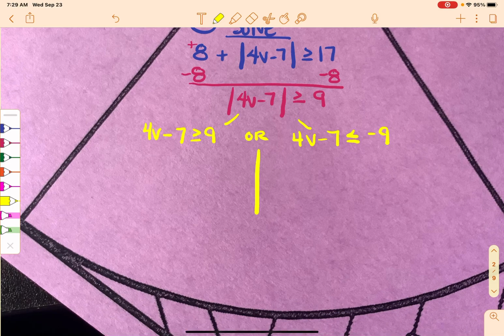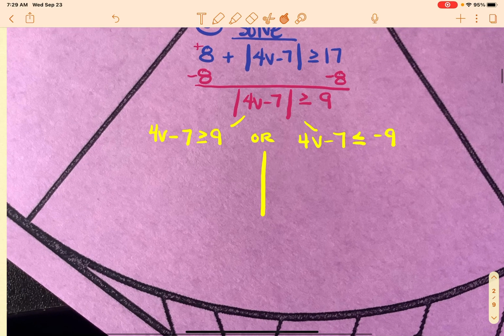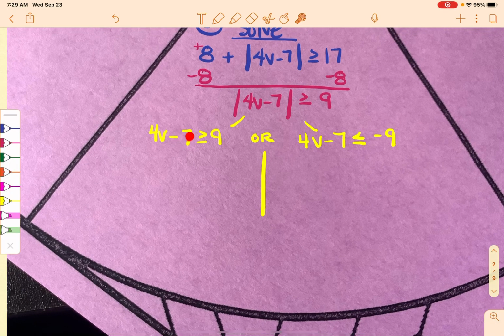And now I have a little bit of solving to do to get this by itself. So we'll start on this one right here. So the opposite of subtracting 7 is adding 7. So I have 4v is greater than or equal to 16. And then to get rid of the 4, I would divide both sides by 4. So I have v is greater than or equal to 4.